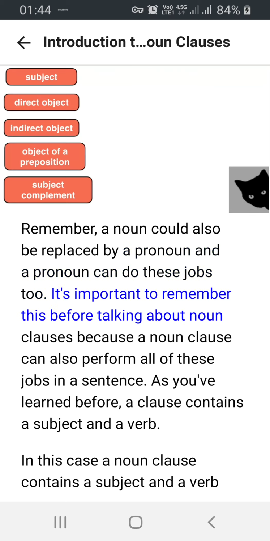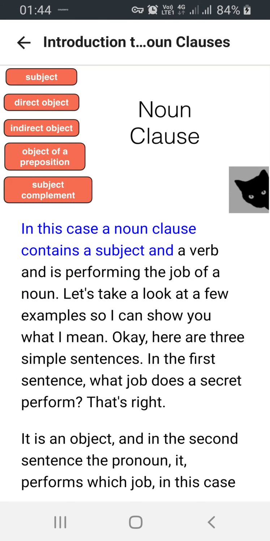It's important to remember this before talking about noun clauses, because a noun clause can also perform all of these jobs in a sentence. As you've learned before, a clause contains a subject and a verb. In this case, a noun clause contains a subject and a verb and is performing the job of a noun. Let's take a look at a few examples so I can show you what I mean.